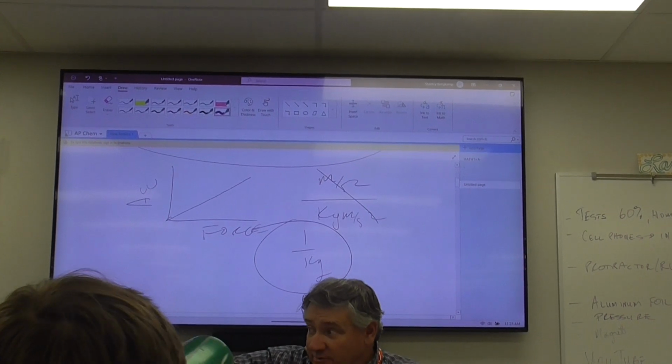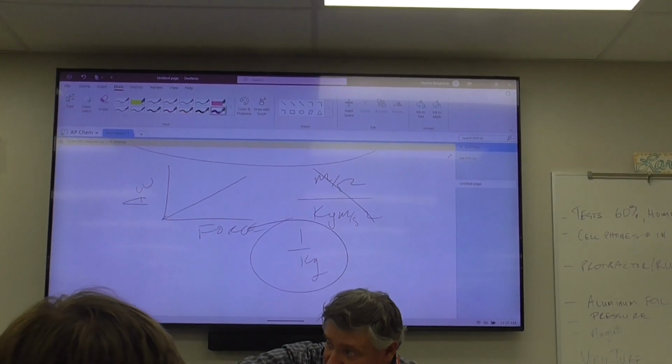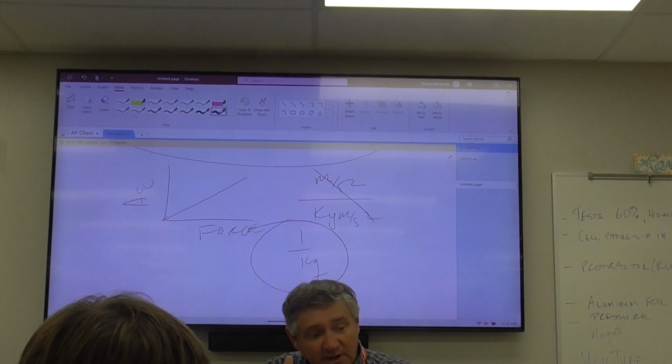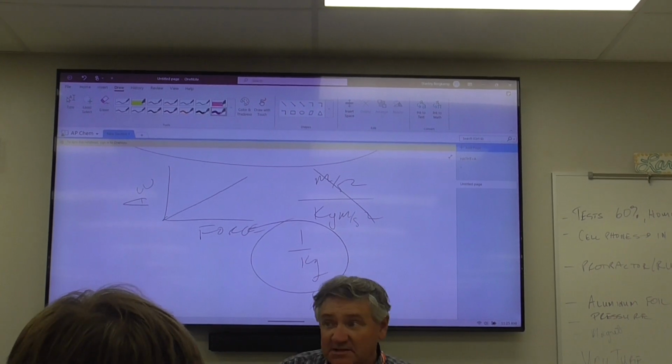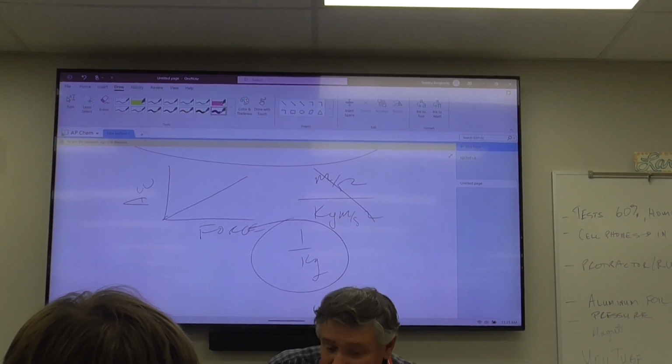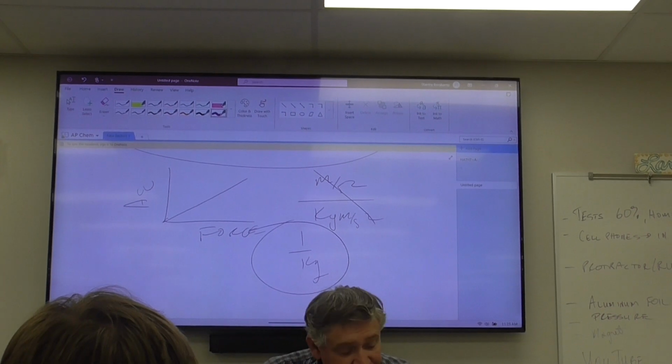If the units had been kilograms, the slope would represent mass. But it's 1 over kilograms, so the slope represents the inverse of mass. So that's the answer to 11b on the back side, okay?